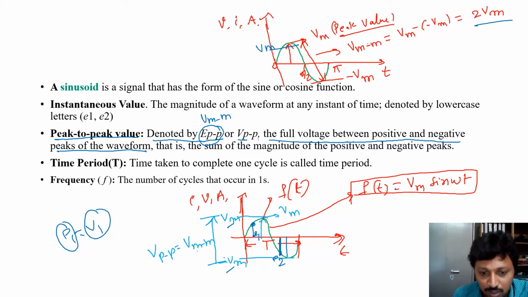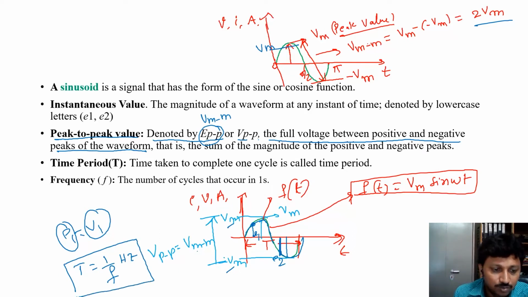What is the time period? Time period T is the time taken to complete one cycle. How much time is taken to complete one cycle? That is called the time period. What is the frequency? Frequency means the number of cycles that occur in 1 second. In 1 second, how many cycles are occurring? That is called the frequency. So T is equal to 1 by f. The unit is hertz. And also f we can write as 1 by T.